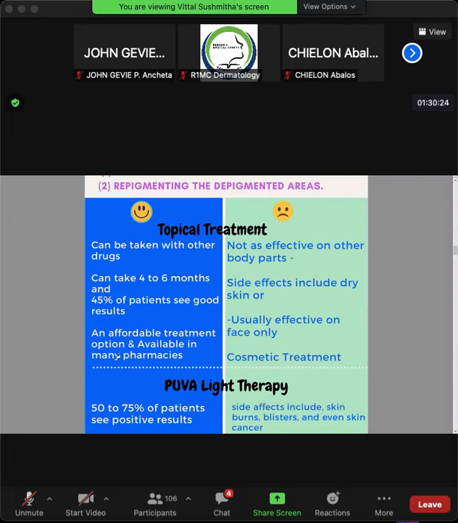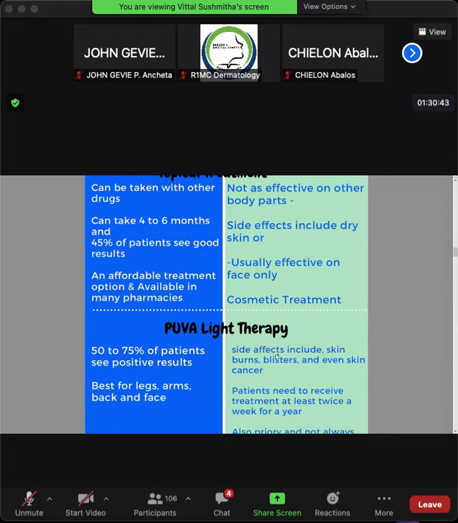It is an affordable treatment option and available in many pharmacies. For the cons, against the treatment, it is not effective on other body parts, and side effects may include dry skin, and it is usually effective on the face only.